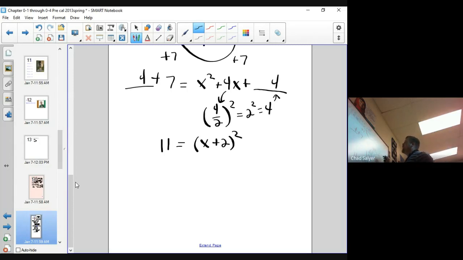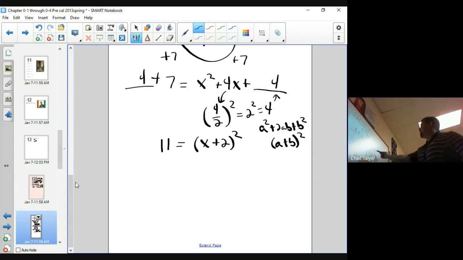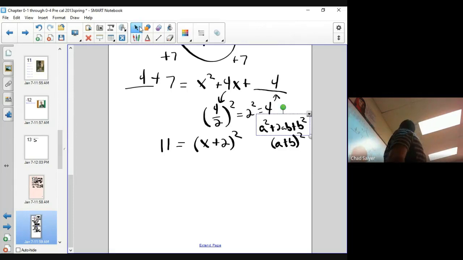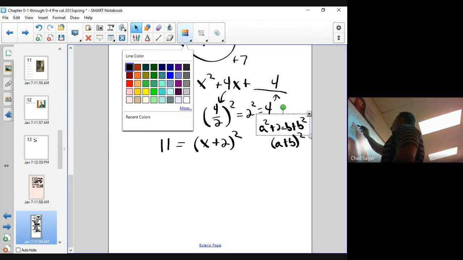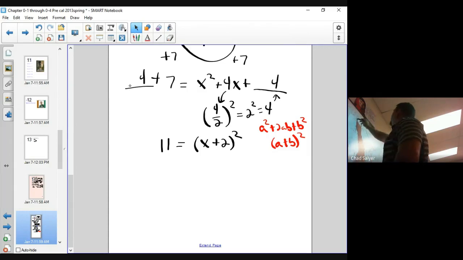So the perfect square trinomial. And just to help you remember, that's a squared plus 2ab plus b squared. And it's always going to factor to a plus b squared. So that's how I got from here, x squared plus 4x plus 4, to x plus 2 squared. I use this shortcut over here, and I want to change the font color. So let's make that red. So you know that's kind of an aside.